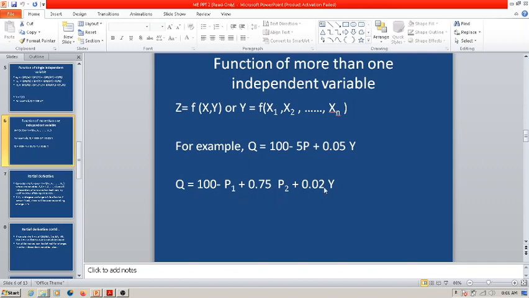Here, three independent variables are there. All the three variables are influencing the dependent variable Q. The quantity demanded is influenced by the price of the commodity, price of the related commodity, and also by the income of the consumer. This is a different situation. Here also, we can compute price elasticity of demand, cross elasticity of demand, and income elasticity of demand.